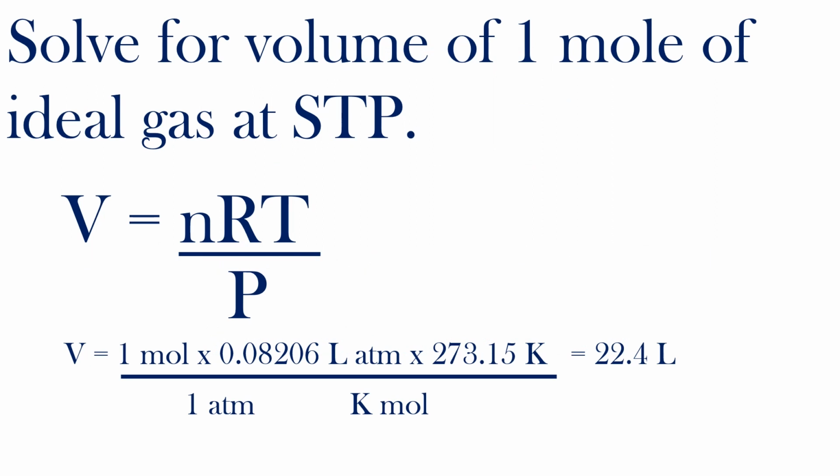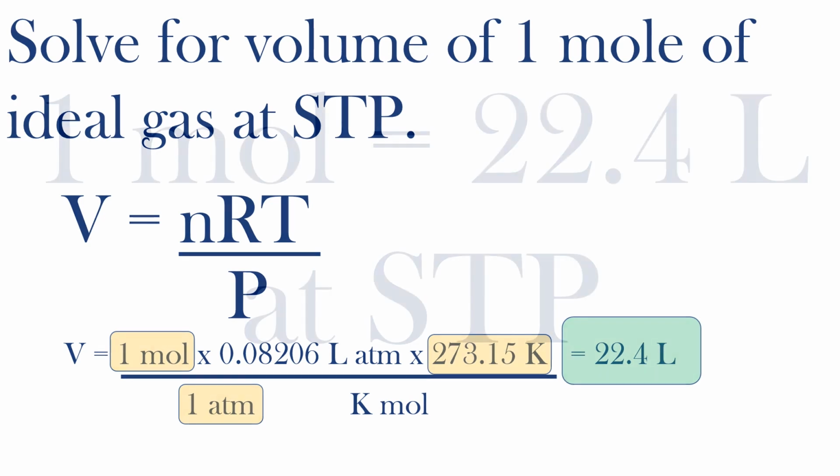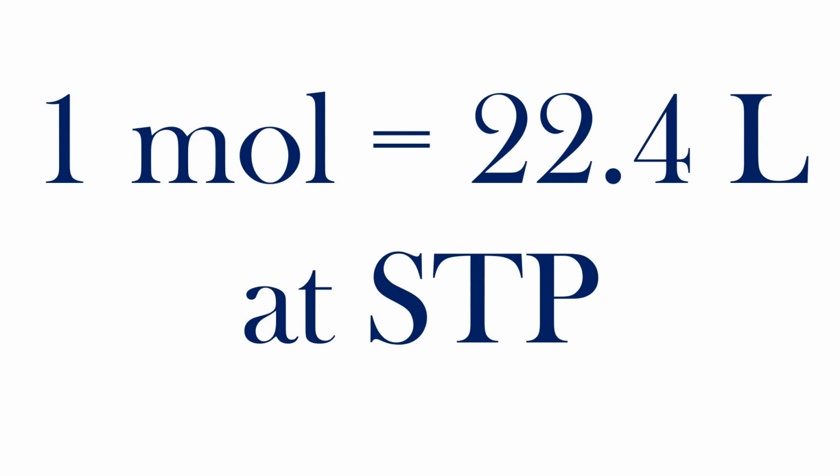Interestingly, we see that 1 mole of ideal gas at STP is equal to 22.4 liters of volume. This is a useful conversion we'll use often when dealing with densities of gases or gas phase stoichiometry at STP.